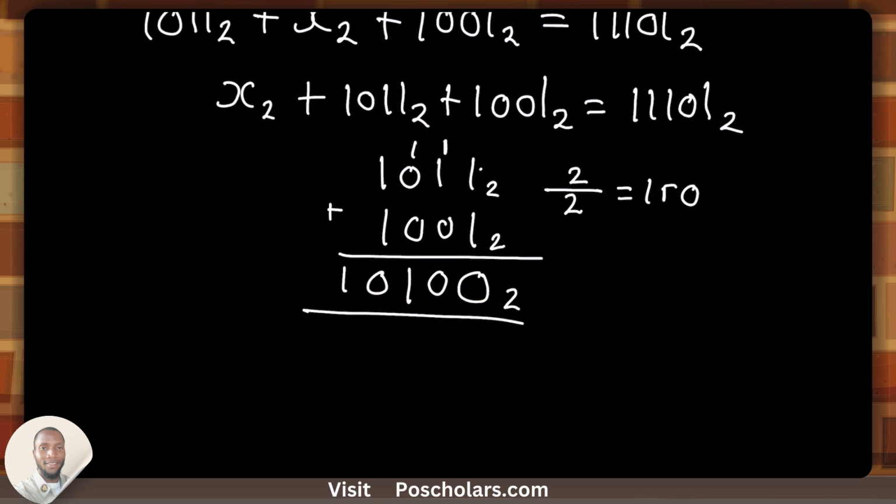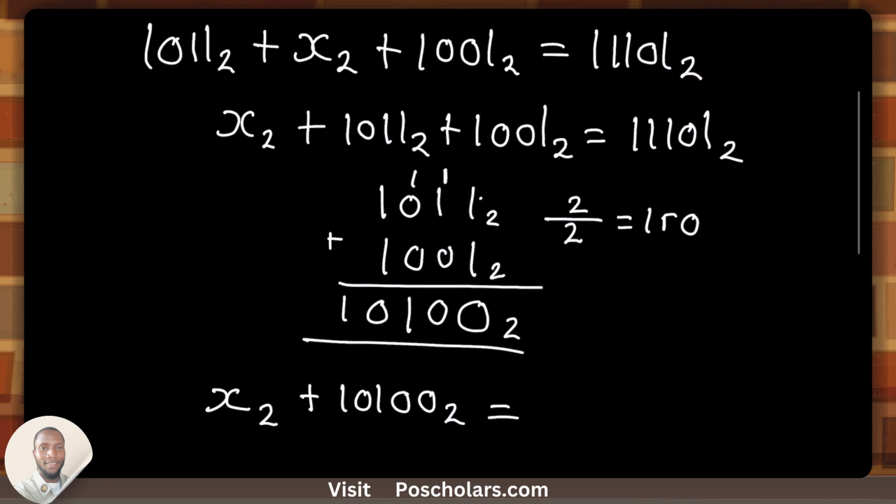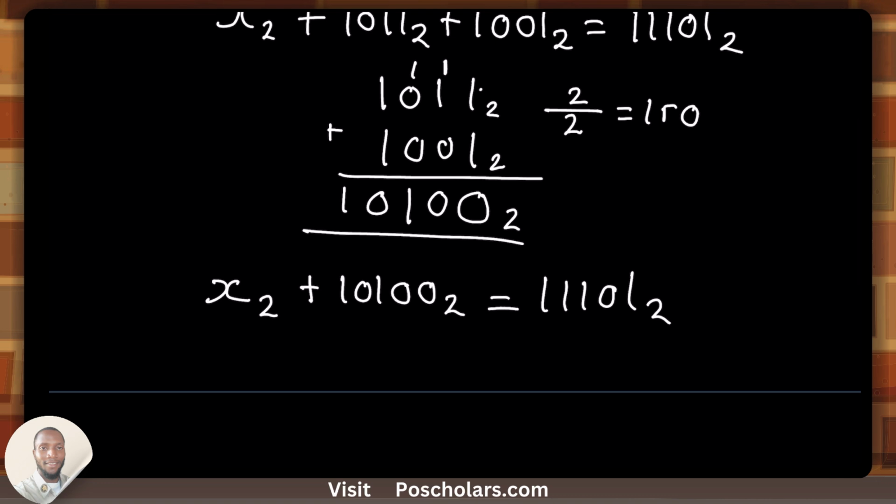So you combine it by saying x base 2. Remember, now we have added these two. What do we get? We got 10100. So write it down, plus 10100 base 2, then equal to the right hand side. And what's the right hand side? This is the right hand side, which is 11101 base 2. Now the mission, like I said, is for us to find the value of x.